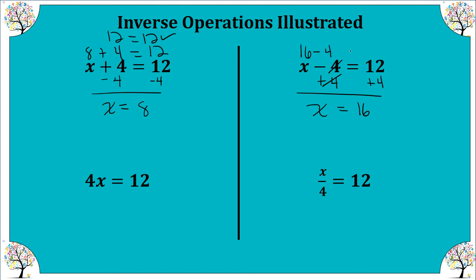16 minus 4 equals 12. 16 minus 4 is 12, and we get a true statement. So our solution of x equals 16 is correct.